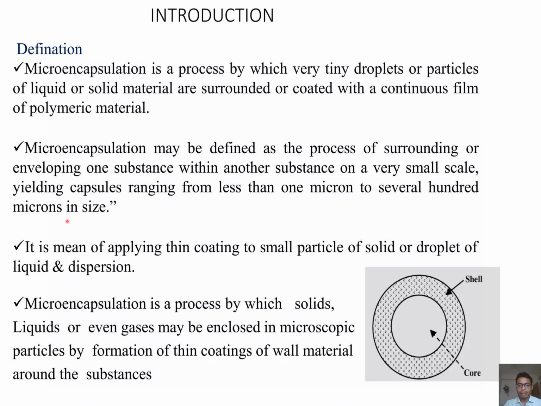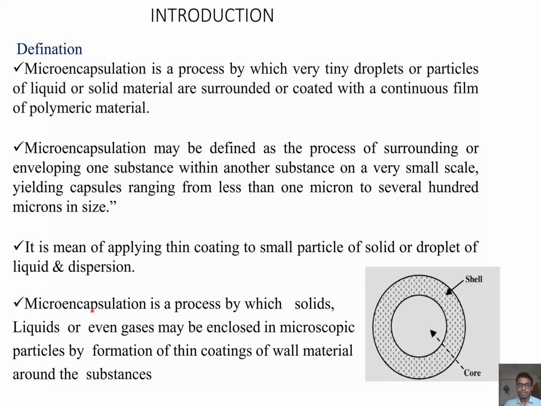So, in microencapsulation, one particle will be enclosed within a polymer, will be encapsulated within a polymer, and overall size would be 1 micron to 100 microns. Okay, so this would be micron in size. It is a means of applying thin coating to small particles of solid or droplets of liquid and dispersion.